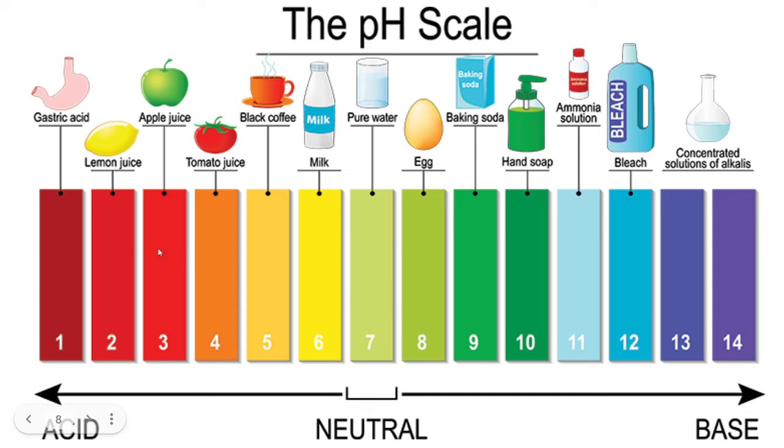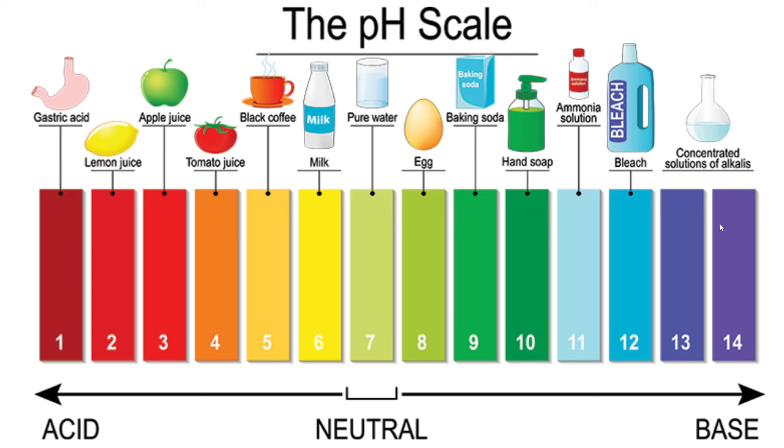But as you add more hydronium ions, the more you add, the farther you're going to go this way. So you've got stomach acid is stronger than lemon juice, is stronger than apple juice, is stronger than tomato juice, is stronger than coffee and milk, and then you're back to neutral again.